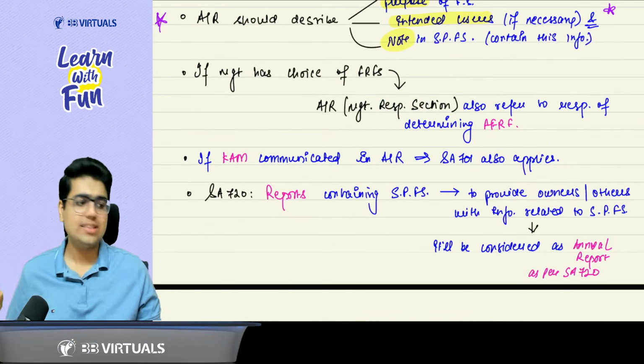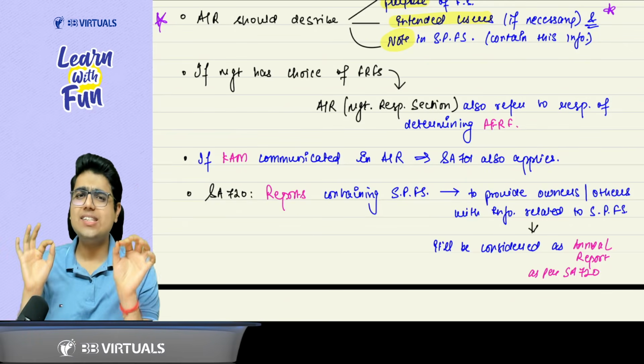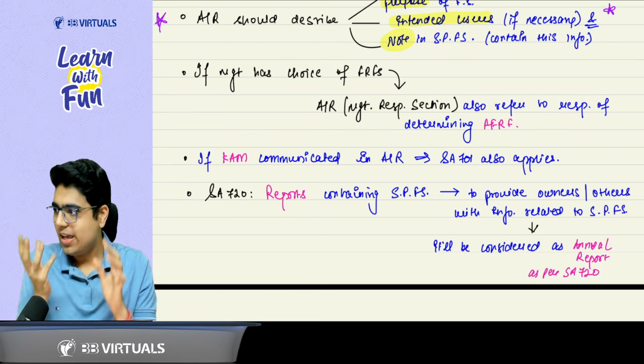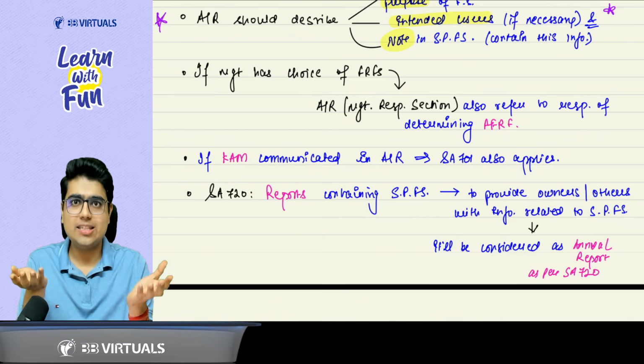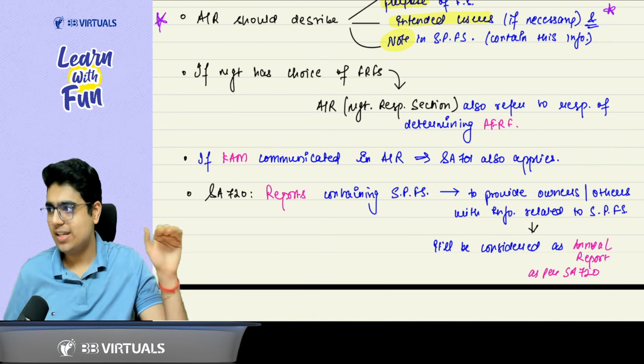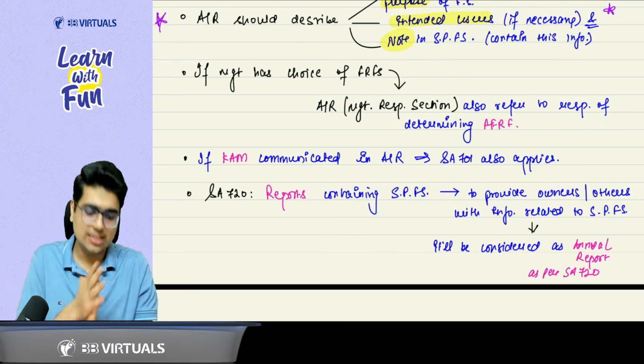Just a quick revision of SA 720. Are you required to audit the annual report? No, sir. We are just required to read it. We are just required to read the annual report to see that between the annual report and the financial statement, there should not be any material inconsistency. That's it. So that SA will be applicable to any document which contains your financial statements.